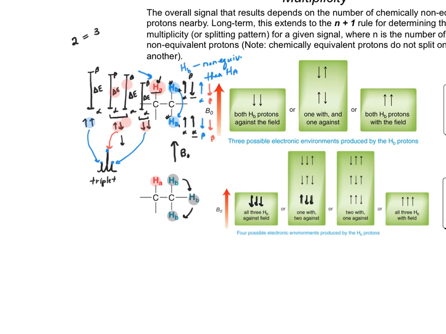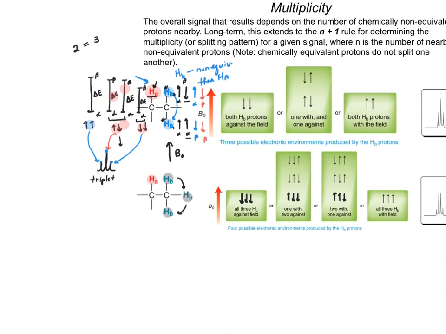And we would have 3 situations where 2 would be with the field, 1 would be against. And then we would only have one situation where all three of those little magnetic moments would be with the field, right? So if there were three nearby non-equivalent protons, we would end up with a signal that would have 1 to 3 to 3 to 1, right?